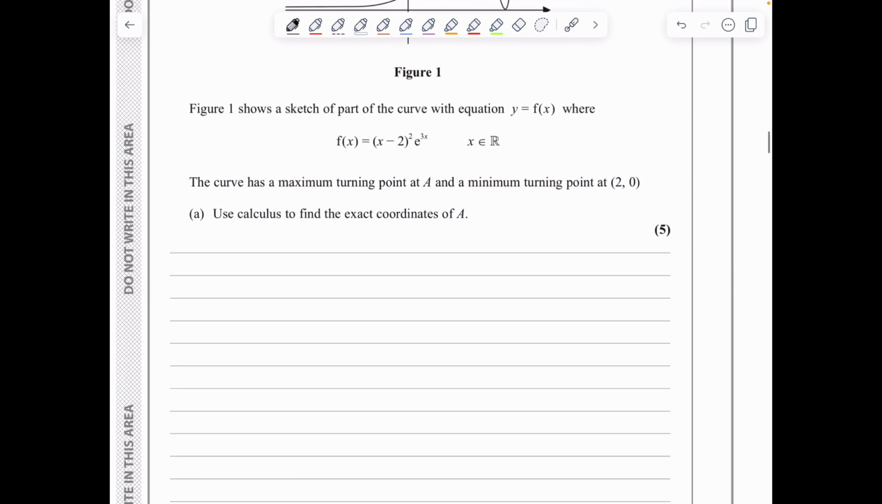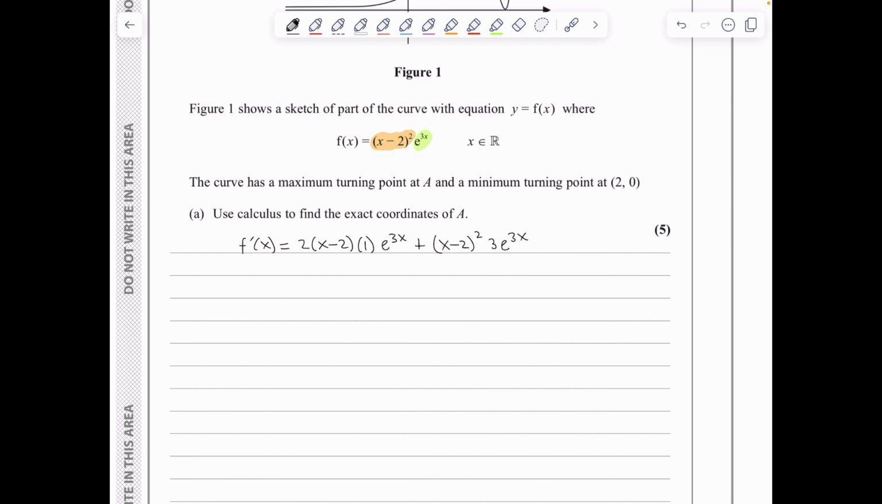We're looking at the product rule here. So it's the product of (x − 2)² and e^(3x). I start by differentiating the first, which is (x − 2)². So I get the power down, I deduct 1 from the power, times the derivative of the bracket, which is 1, and I keep the second. Then I keep the first, (x − 2)², and I differentiate the second. Well, the derivative of e^(3x) is simply 3e^(3x).